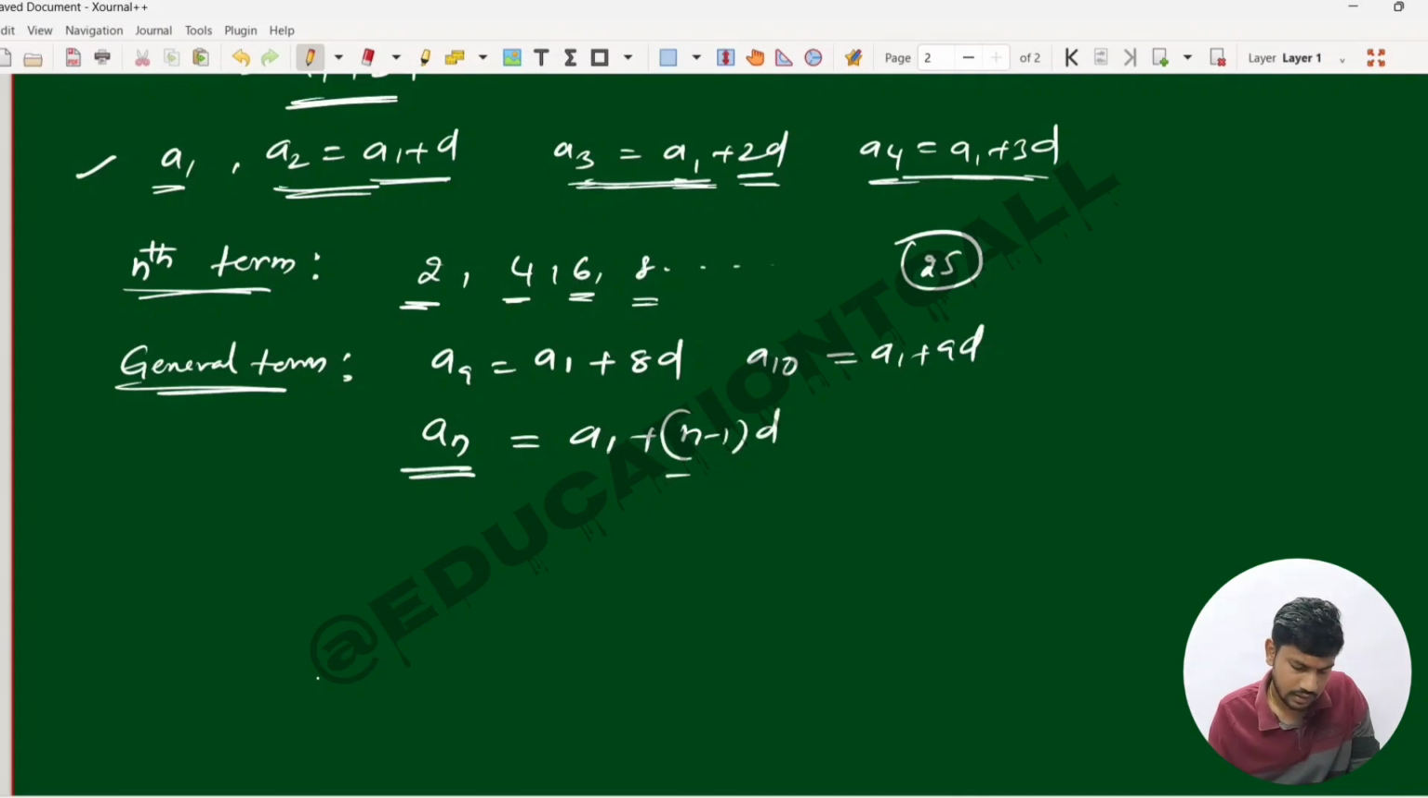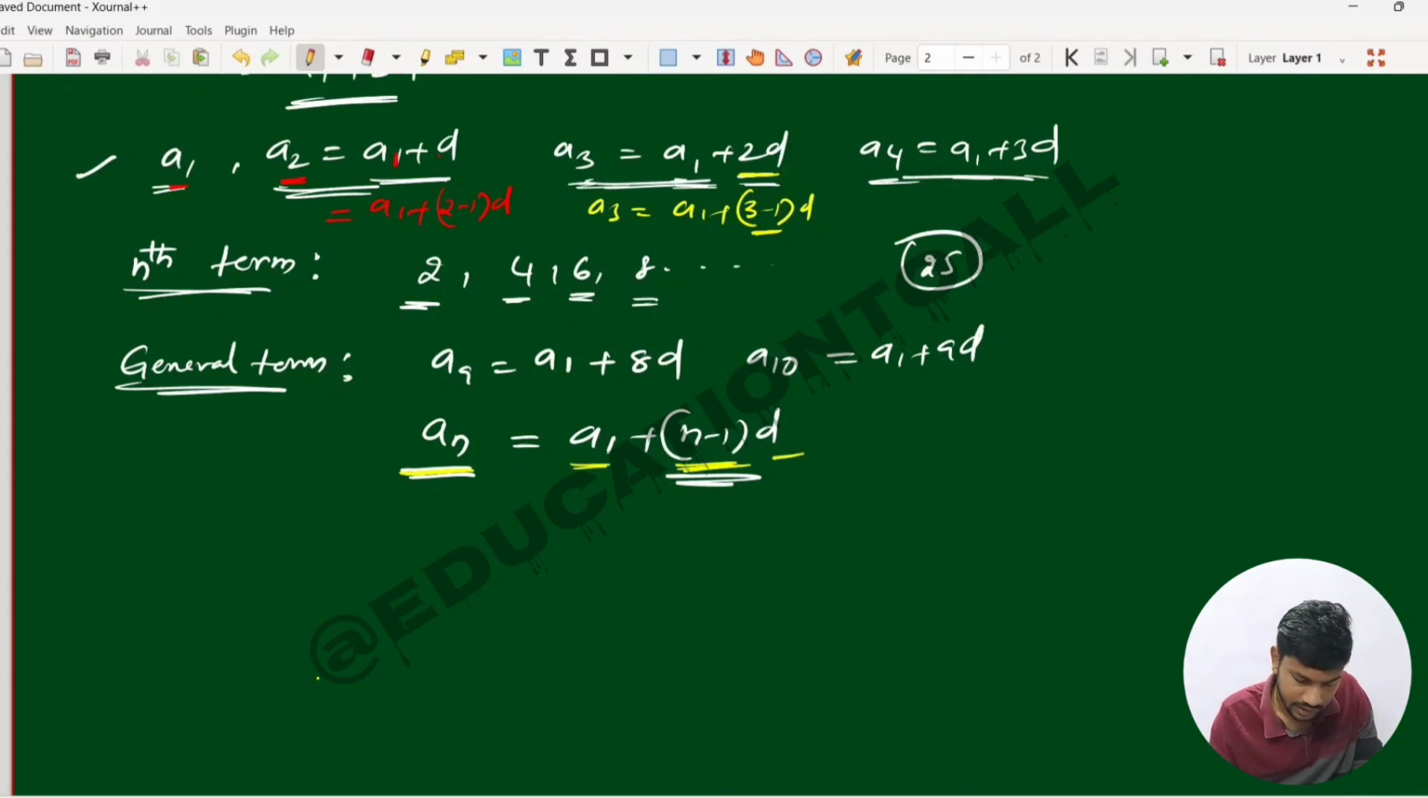Why n minus 1? Identify it carefully: when I have A1, it is A1 only. A2 means A1 plus D. Can I write this as A1 plus (2 minus 1) into D? And A3 is equal to A1 plus (3 minus 1) into D. 3 minus 1 means 2. In the same pattern, I got An is equal to A1 plus (n minus 1) into D.